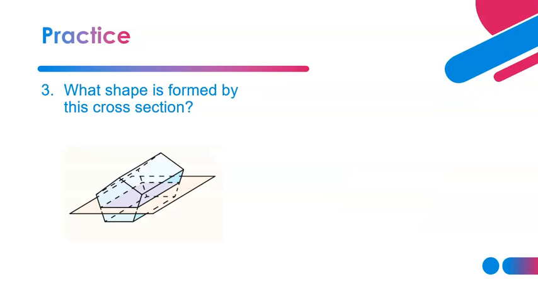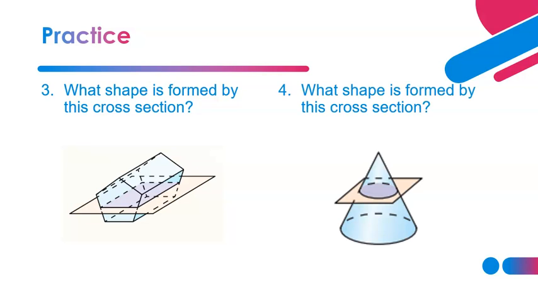Over here, I have a pentagonal prism split side to side. So if I look at the purple piece on the inside, it actually is making a rectangle. Over here, I have a cone that is split. The plane is going straight through it, and it ends up with a circle.